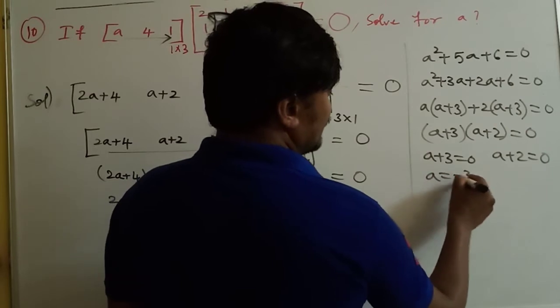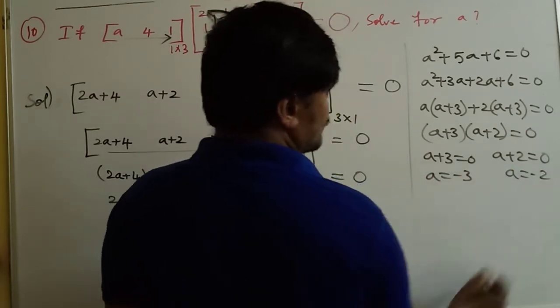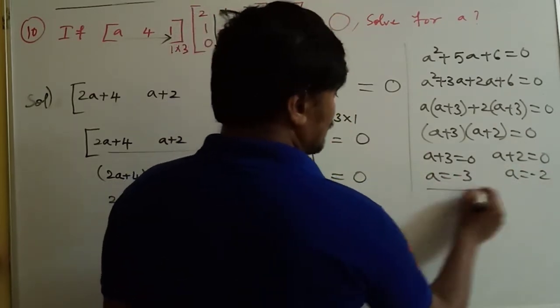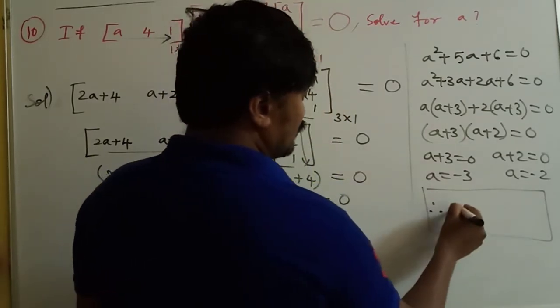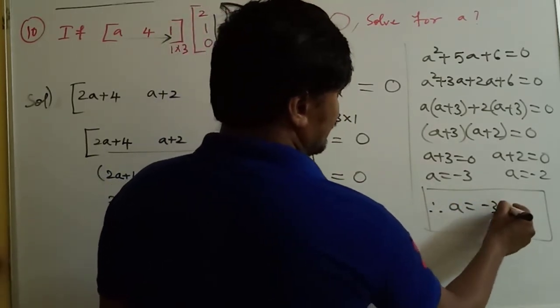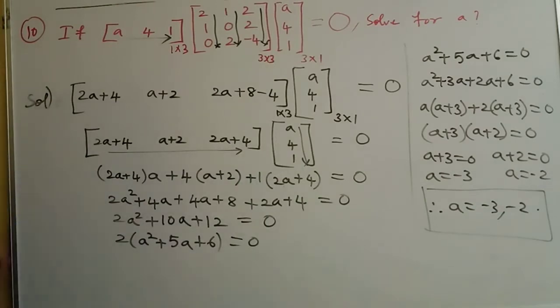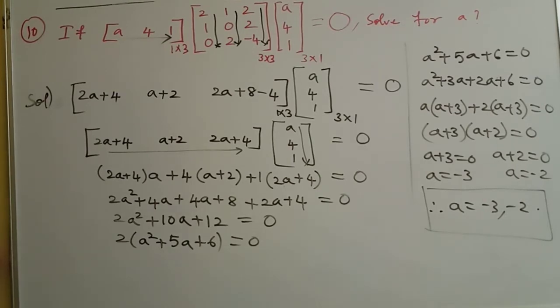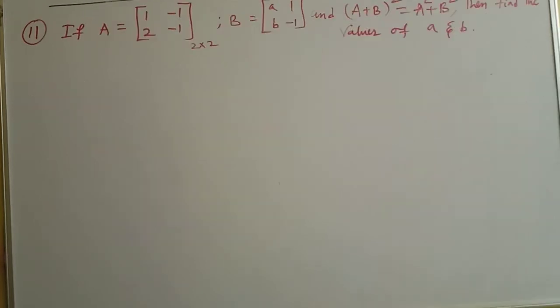A is equal to minus 3. A is equal to minus 2. So you can write at last, therefore a is equal to minus 3, minus 2. So now at last you found the value as minus 2, minus 3 or minus 3, minus 2. This is about your problem number 10. Let's move on to problem number 11.